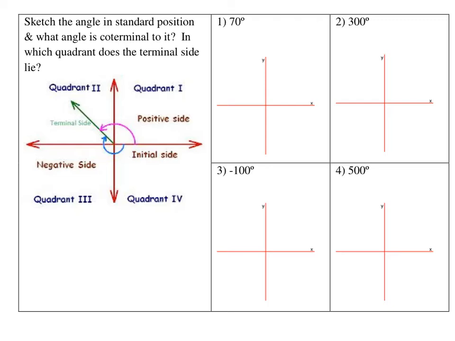If we're going to graph the first one, 70 degrees, hopefully you know that this is 90 degrees. So won't 70 be a little bit smaller or shorter than 90? So we're going to stick that on there. I'm going to put a line at about 70 degrees, and then I'm going to label it. Well, 70 degrees, since it's positive, is this part. Hopefully you can tell that to be 70 degrees.